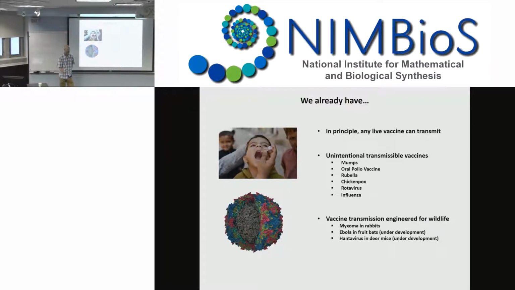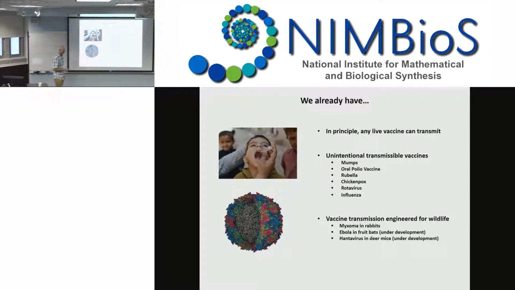Many vaccines are replication competent already, and any replication competent vaccine can, in principle, transmit. And the fact is, if you actually look through the data, all of these vaccines that we use routinely have documented cases of transmission. Now, the most striking example of that is the oral polio vaccine, where extensive transmission is well documented, and that has both positive and negative consequences that I'm going to come back to later in the talk when I talk about some of the consequences of evolution.